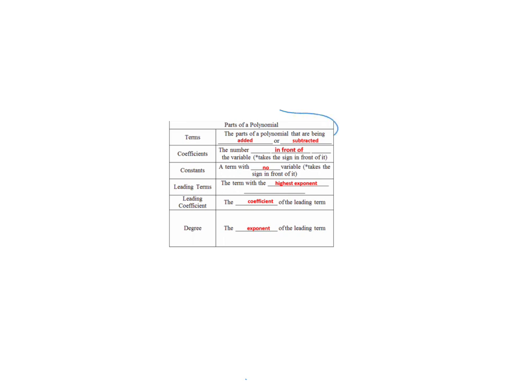So for example, if we had something like x squared plus 5. In this example, we have 2 terms because you have 2 things that you're adding together, x squared and 5. Coefficient talks about the number in front of a variable. Make sure you take that sign. So if we were looking at negative 7y squared, your coefficient would be negative 7. It's the number that's out in front.